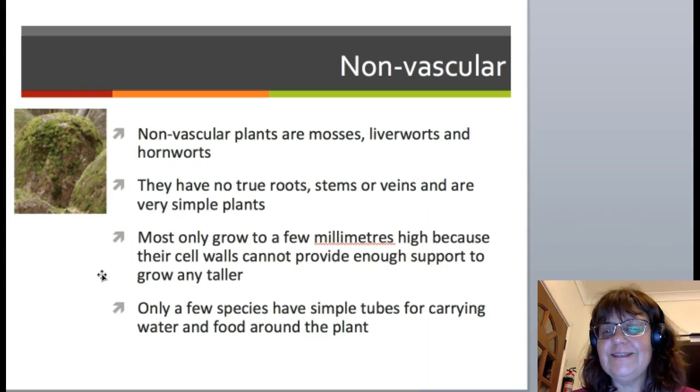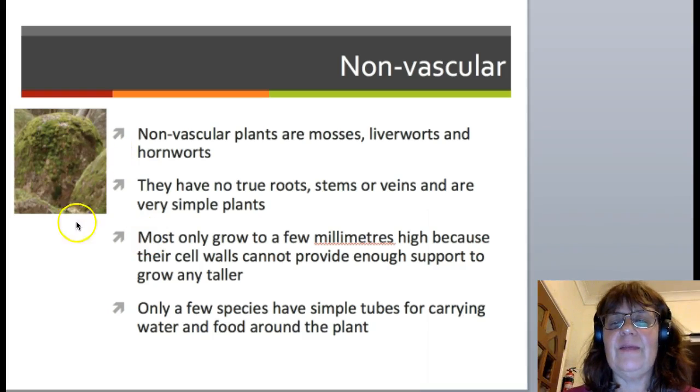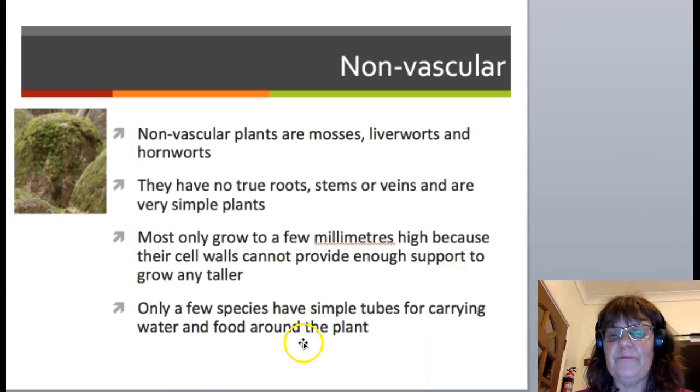They're the tube plants. The non-vascular plants are plants that don't actually have little tubes in them. So these are like our mosses, little things called liverworts and hornworts. They have no true roots, stems or veins, and they're very simple. Most of them only grow to a few millimetres high because their cell walls are so small they can't grow any further. They've got no tubes to support them.